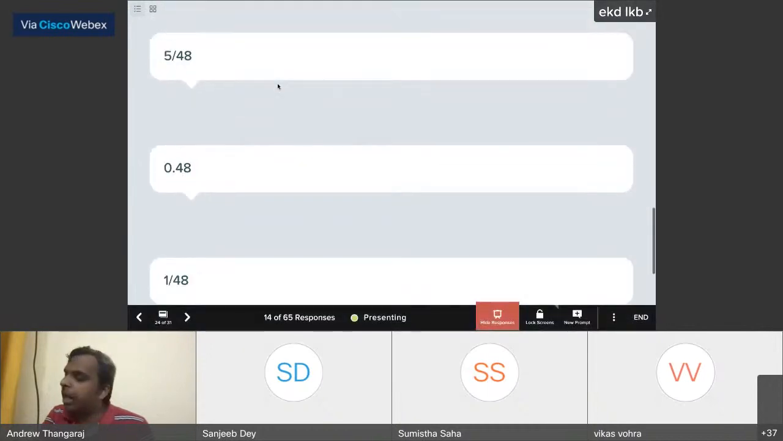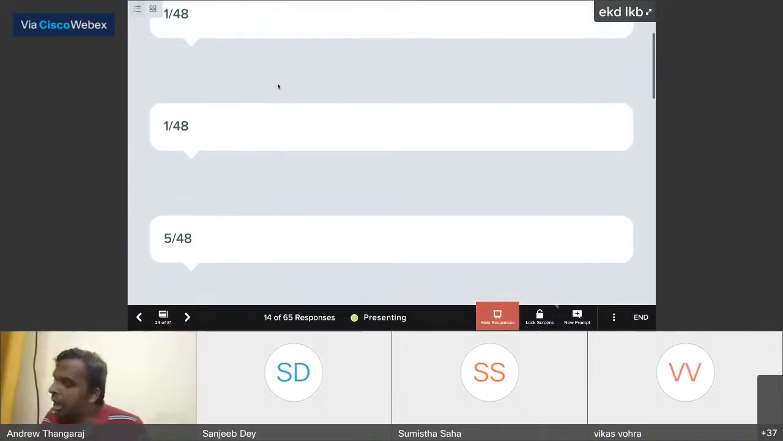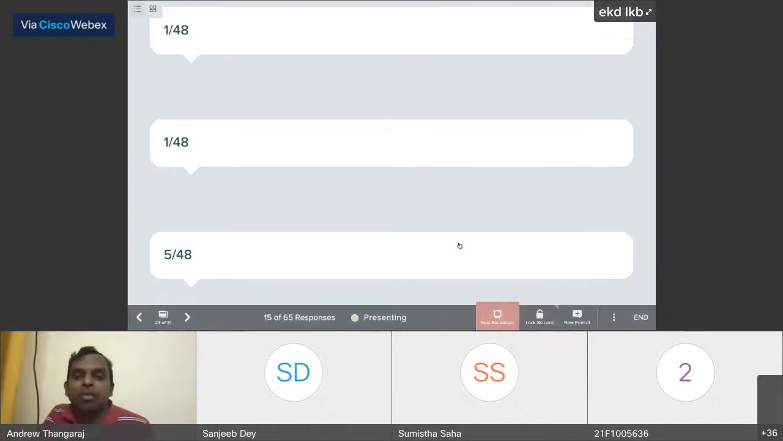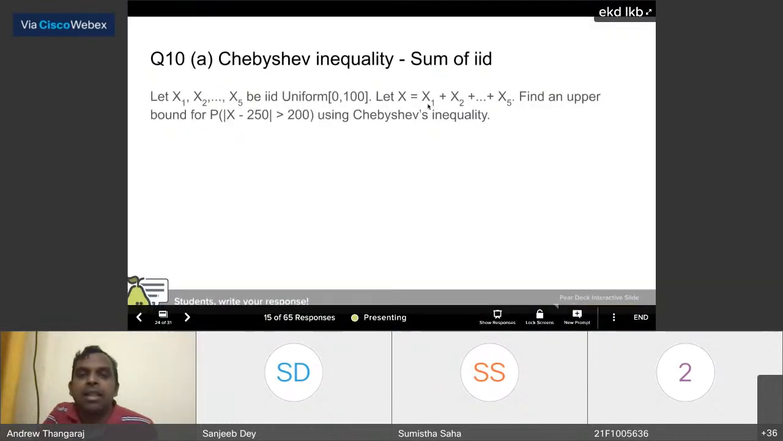1 by 48 seems to be a very popular answer. Why is that? I think you get 1 by 48 if you don't multiply by 5. Remember, the variance of x is actually not equal to variance of x1. You have to add 5 times. So it's 5 times the variance of this distribution. It's not just one of them, right? You've added up 5 times. Not just the mean, the variance will also add.